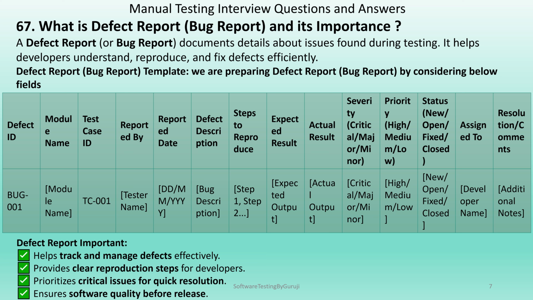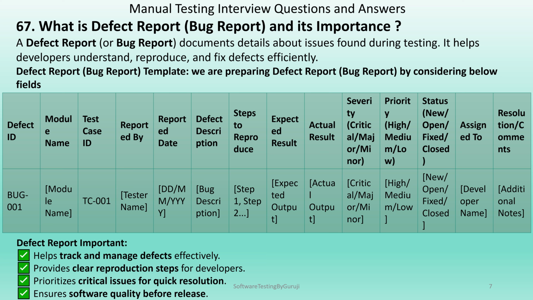Severity we are mentioning critical, major or minor. Then priority we are mentioning high, medium or low. Status: new, open, fix or close. Assign to: here the developer name should be present. Resolution or comments: additional notes we are mentioning here. So this is the defect template.